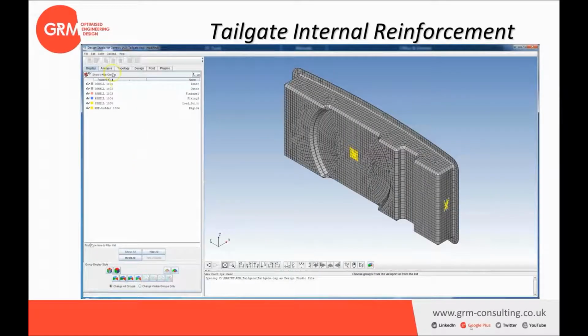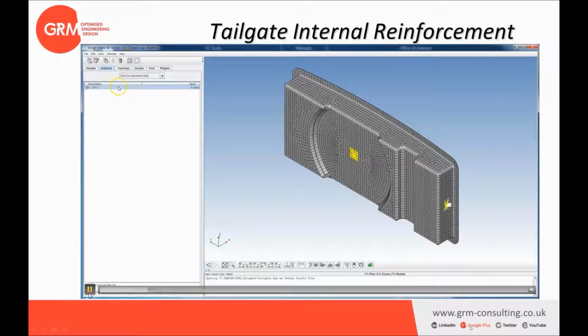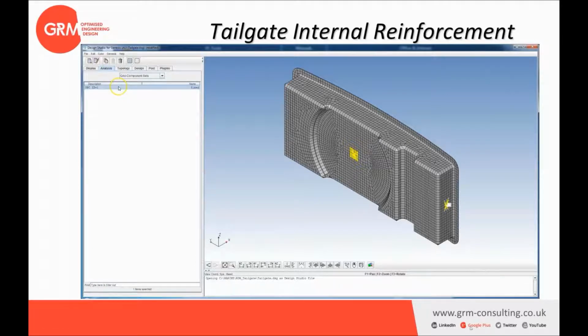For example, this is what we did on a tailgate. So this is a rear tailgate. The goal was to determine the optimal repartition of the internal reinforcement of a tailgate.